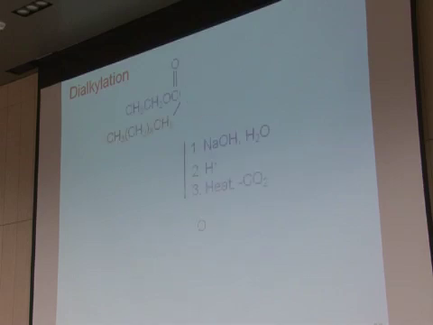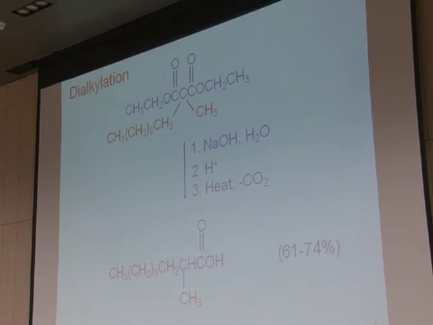Now you can take that product and you can do the saponification. Then you can form the carboxylic acid, and then you heat it up and you get rid of the carbon dioxide. And that will be your carboxylic acid.